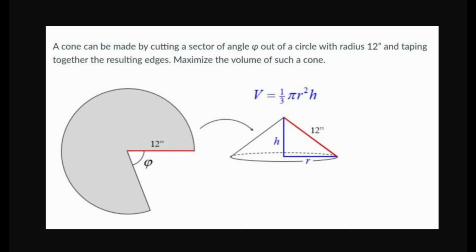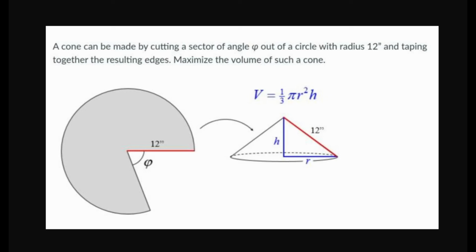Today we're looking at a classic calculus problem, the good old cone problem. This cone is made by cutting a sector of angle phi out of a circle with radius 12 inches and taping together the resulting edges. Maximize the volume of such a cone.